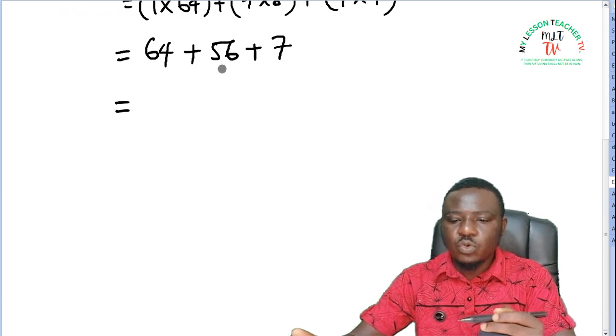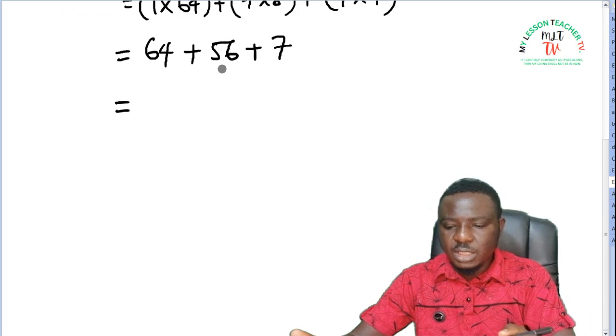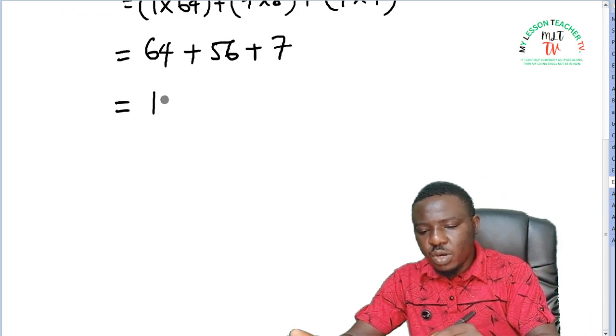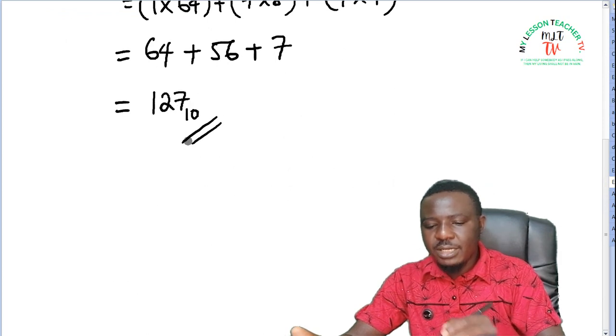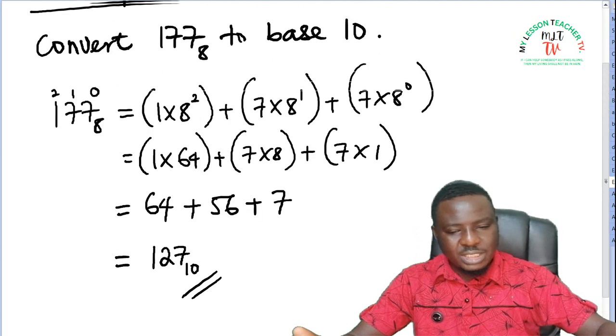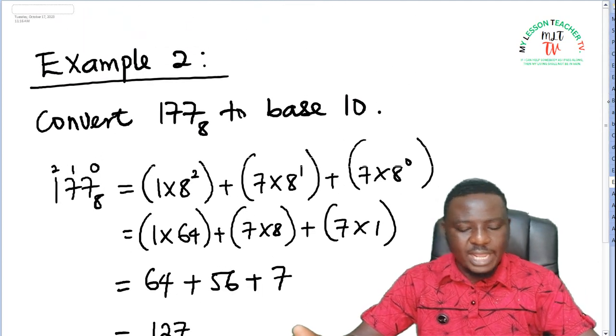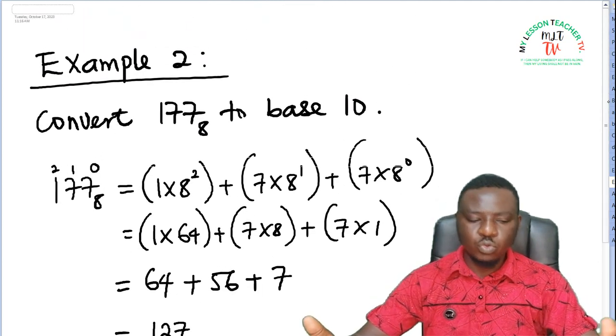56 gives you 120. And 120 plus 7 gives you 127, all in base 10. So this is your answer for example 2.